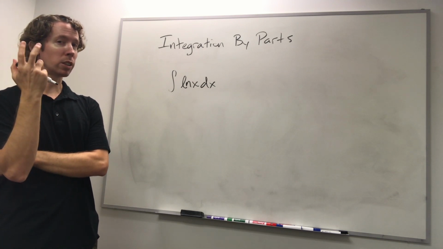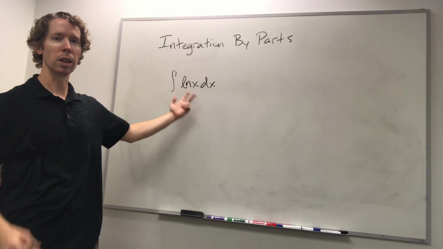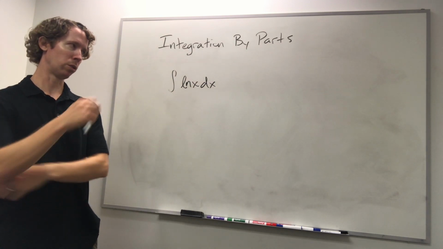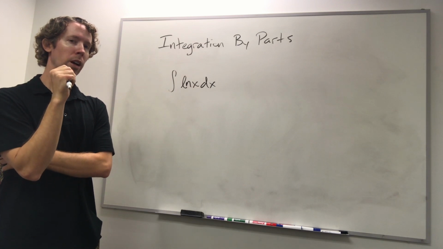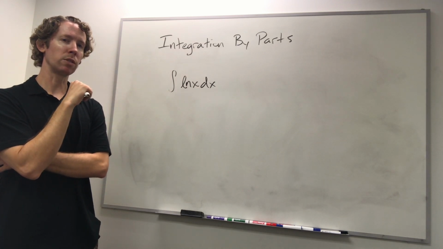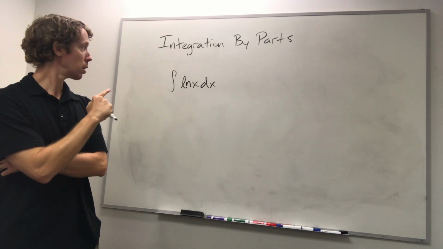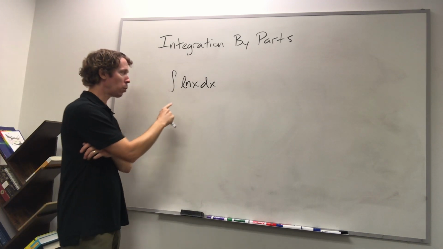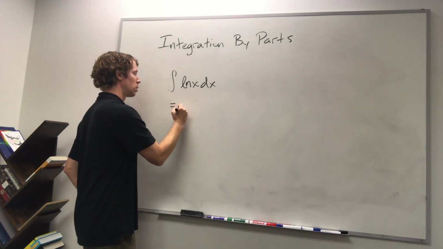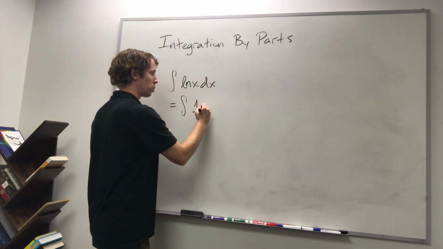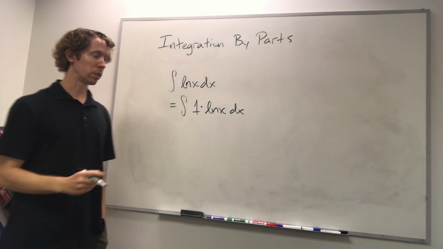Another technique I could try is integration by parts, but there's no product here, and integration by parts is the reverse of the product rule. But there's a hidden product, and it turns out that if you take advantage of that hidden product in this particular example, you can actually solve this. So I'm going to think of natural log of x as 1 times natural log of x. So I'm just sort of artificially thinking of this as a product of functions.